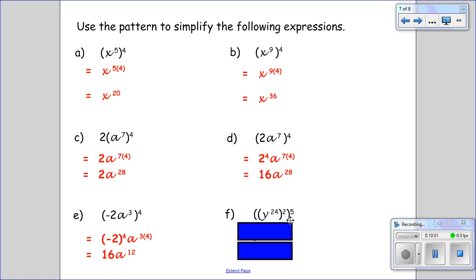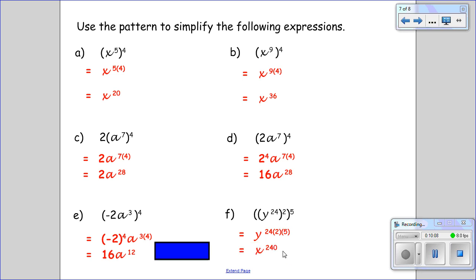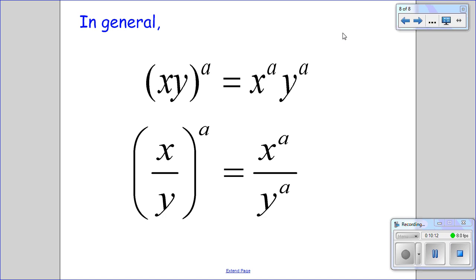In part F, y to the 24 squared to the 5. 24 times 2 is 48, and then we have to multiply by 5 to get 240. Things to remember in general, if we have a product in the bracket, each factor, the x and the y, are both affected by the exponent, and the same thing happens with a quotient. The numerator and the denominator are both affected by the exponent.